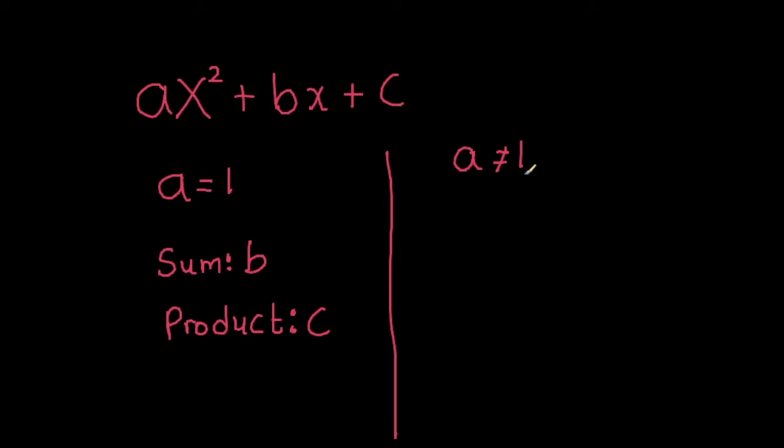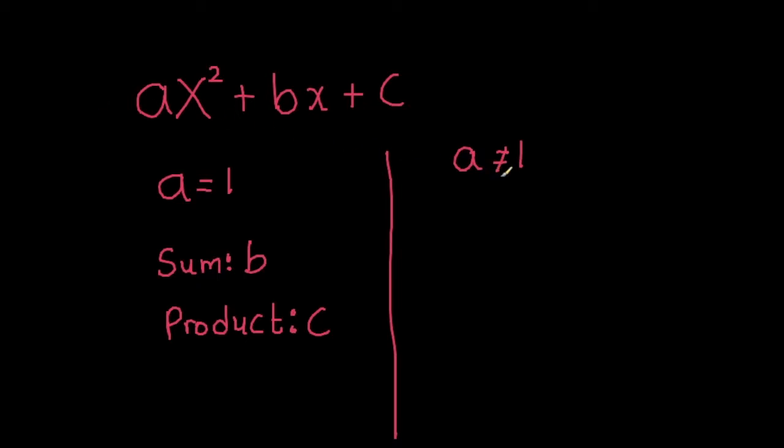Note that a can never be equal to 0, because if it is 0, then this entire term would be 0, and we no longer have a quadratic trinomial. We no longer have a quadratic expression because the x squared goes away, and we no longer have a trinomial because we only have two terms, which means it's a binomial. All right, so I just wanted to clarify that. So a cannot be equal to 0.